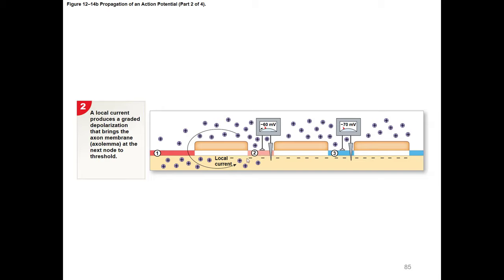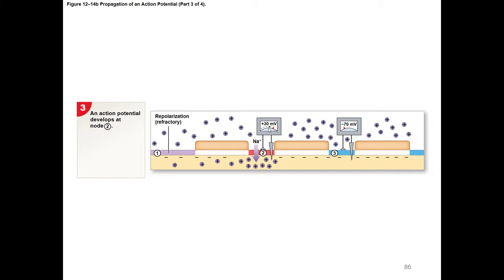So we head on to node 2. When we get to node 2 with this sodium, that stimulates node 2 to threshold, which will cause sodium channels to open. Sodium will rush in, taking our number from negative 70 to positive 30. We call that depolarization.